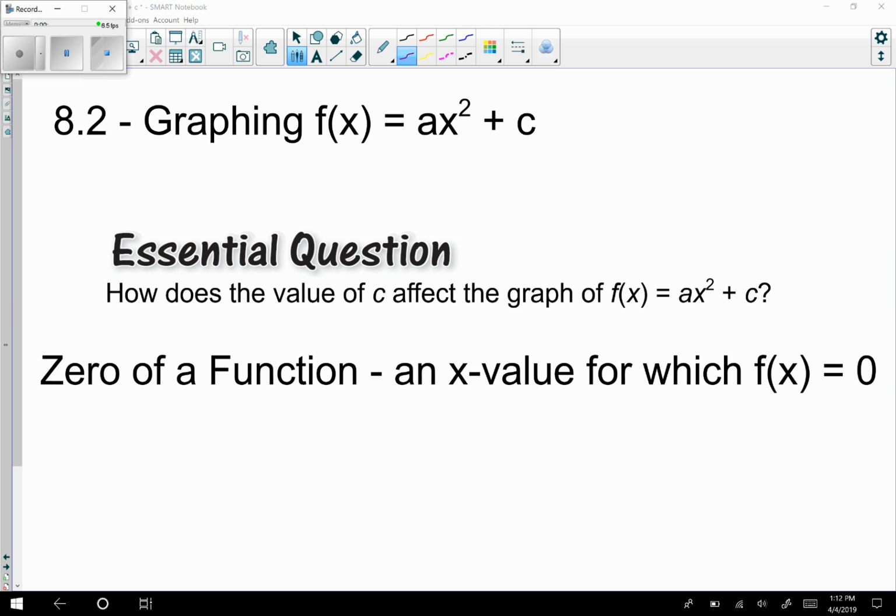All right, everyone, so we're back. Today we're going to be working with graphing. So we're still graphing quadratics. But what is happening today is now we're just adding a c value.